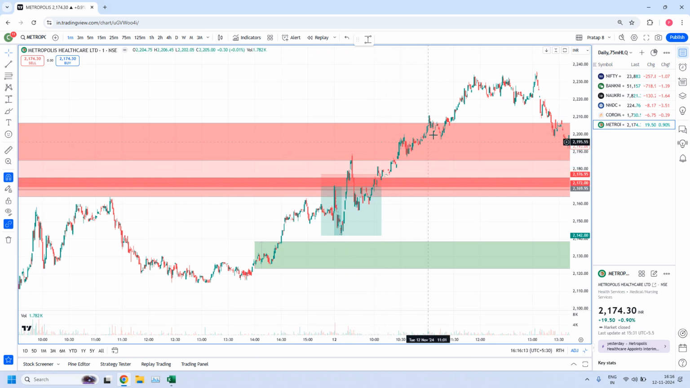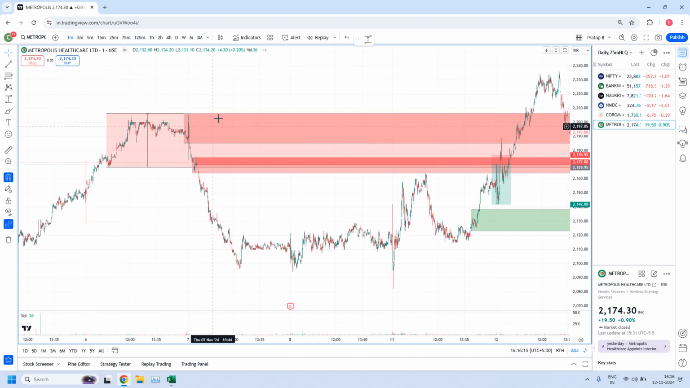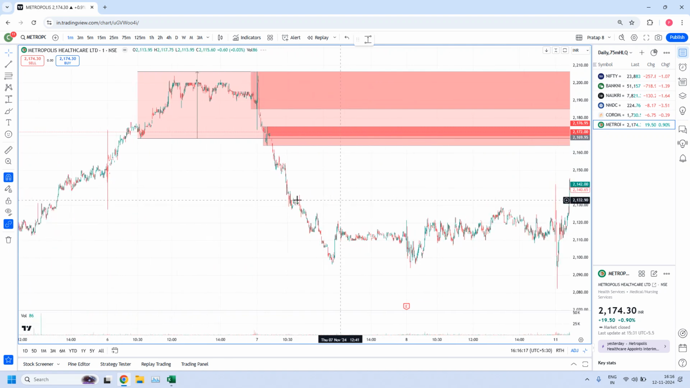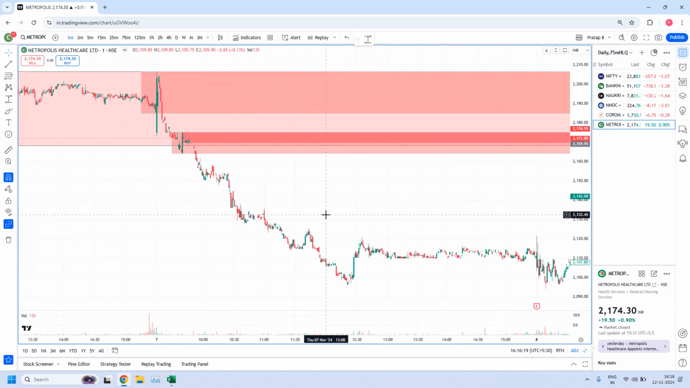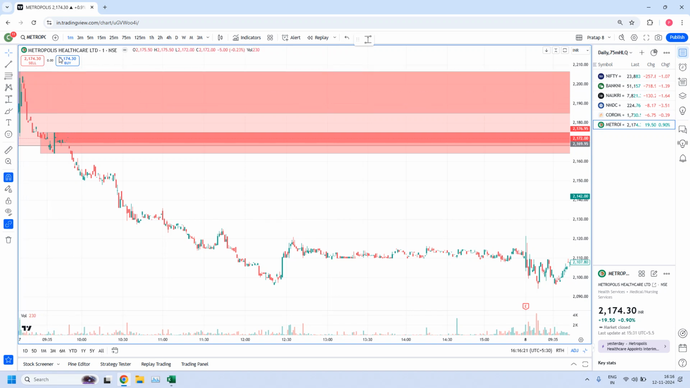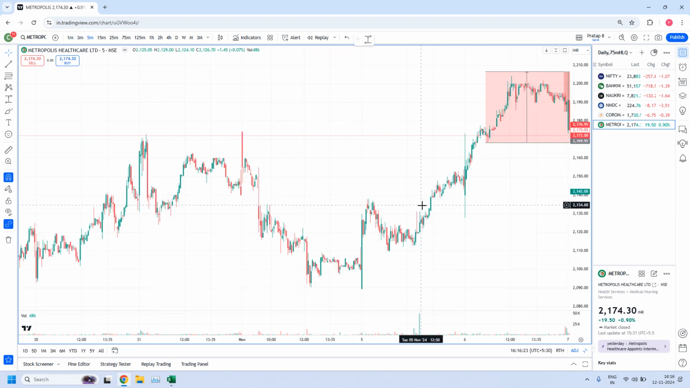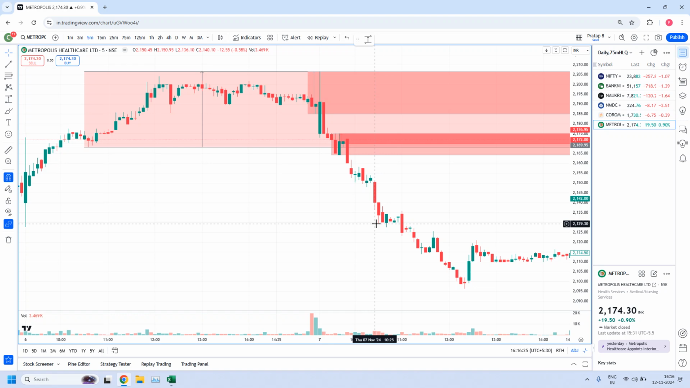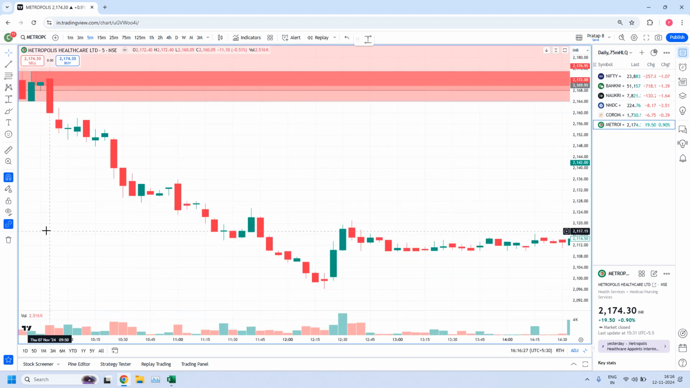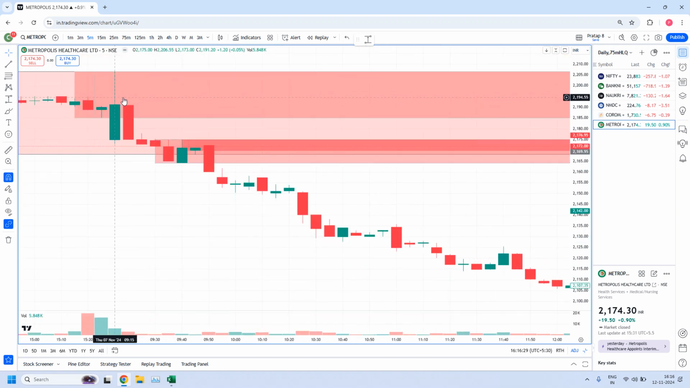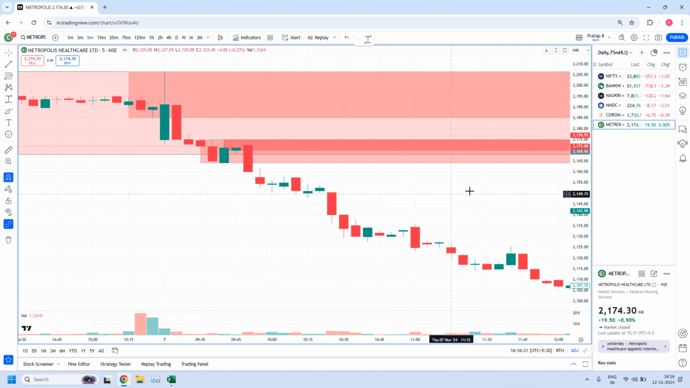After that, this zone is easily violated, because we know this zone will be violated easily because there is no order flow here, the 5 minutes order flow, because we always focus on 5 minutes to confirm institutional order flow. There is no proper order flow.